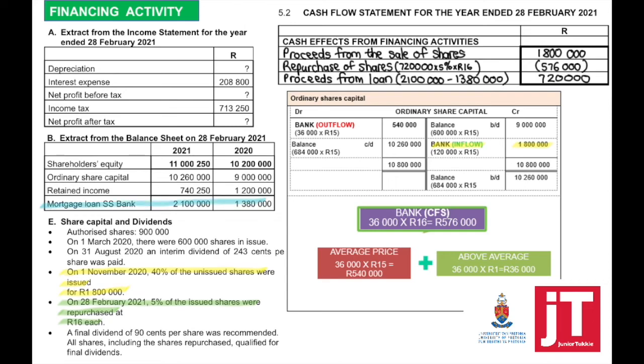If we look at the loan, there was no additional information. So we're going to go to the extract from the balance sheet. We're going to compare last year with this year. There's an increase, which means we borrowed more money, and the difference, 720,000, will be an inflow of cash. This is proceeds from loan.